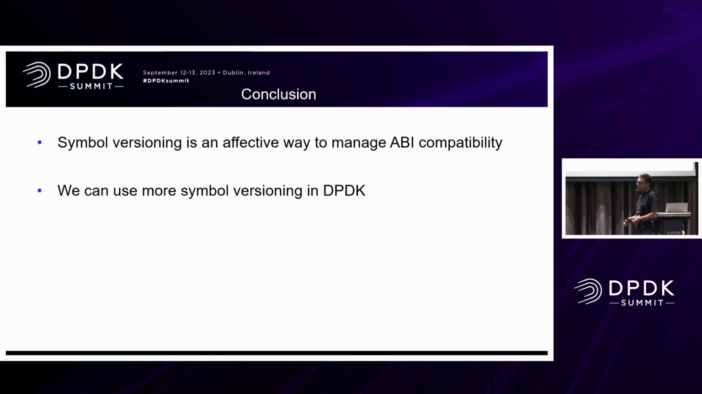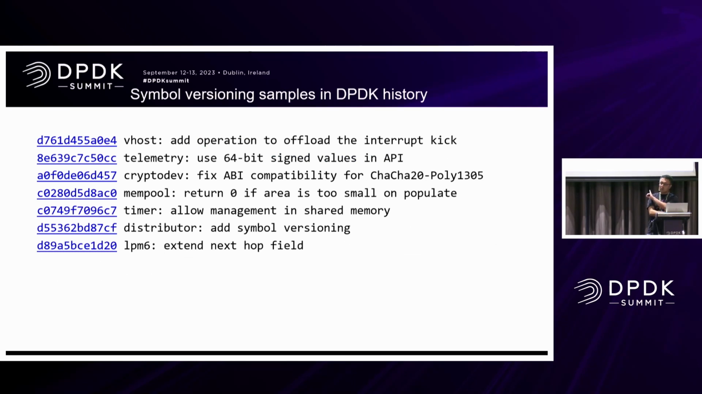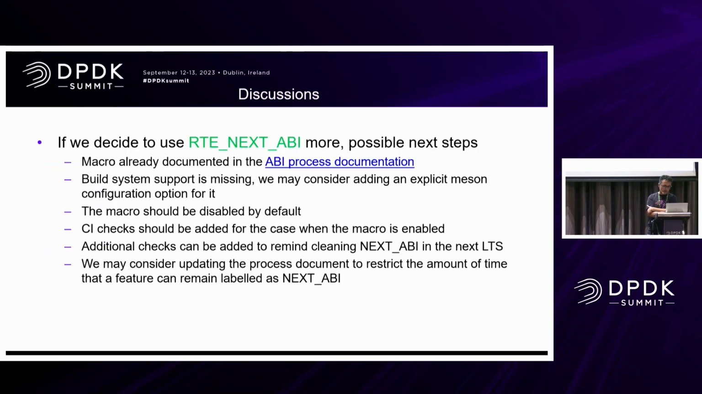The conclusion: this is a useful tool. It has been out there for a while. We have ABI compatibility concerns from time to time, and we get stuck updating it for the next LTS release. So let's give it more of a try. As I said, there are already samples, but this can be done more. This is just a suggestion to use it more. Hopefully these references and samples, like these ABI versioning commits in DPDK, may help.